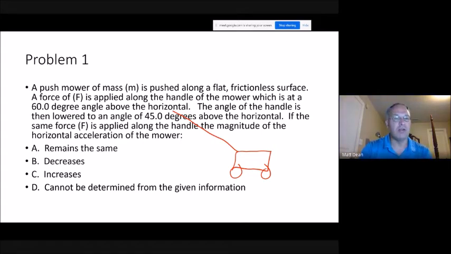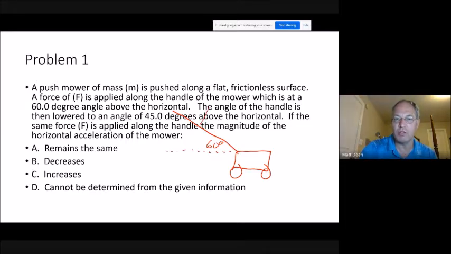The angle of the handle is at a 60-degree angle above the horizontal. So let's just kind of draw in a horizontal right here. And this angle, 60 degrees. The angle of the handle is then lowered to a 45-degree angle above the horizontal. If the same force is applied along the handle, the magnitude of the horizontal acceleration of the mower is.